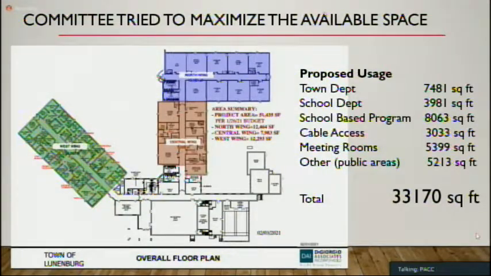So this is a picture of the proposed use of the building. We have sort of three main wings, if you will. The west wing that we're showing on this plan is dedicated primarily for town offices and sort of the administrative office space that would be programmed into the building. The central wing here is more for community spaces. So we have several meeting rooms in here. We have the access cable in here. And then we also have the north wing, which is dedicated to the school uses, such as some of the before and after day programs and the like.